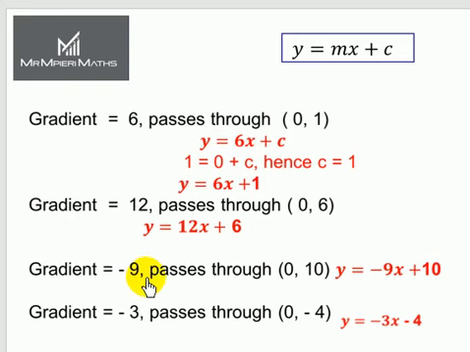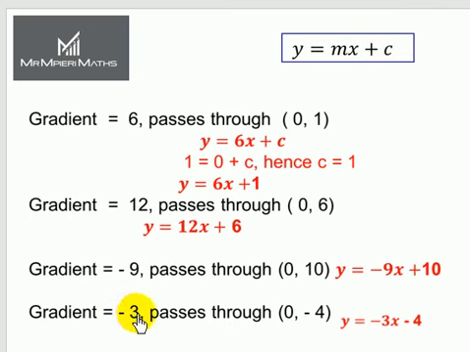Gradient is minus 9, and it passes through 0, 10. Again, y equals minus 9x, because minus 9 is the gradient. So minus 9x, and then it passes through 10, so plus 10. Because here, listen, x is always going to be 0. If x is 0, then this is the value of c straight away. But you've got to remember this and make the substitution.